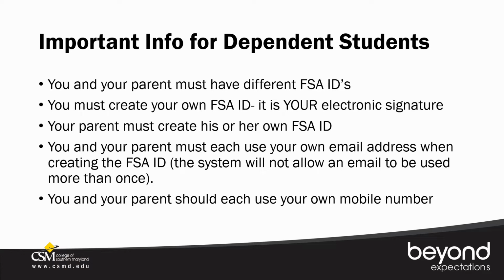If you are a dependent student, you and your parent must have different FSA IDs. You must create your own FSA ID as it is your electronic signature. Your parent must create his or her own FSA ID. You and your parent must each use your own email address when creating the FSA ID, as the system will not allow an email to be used more than once. You and your parent should each use your own mobile number if possible.